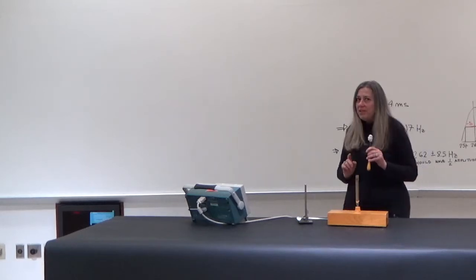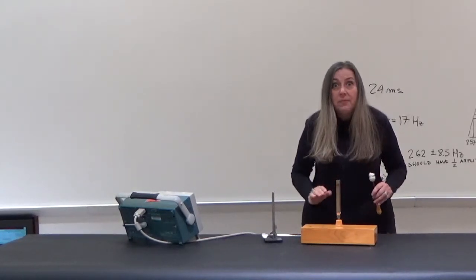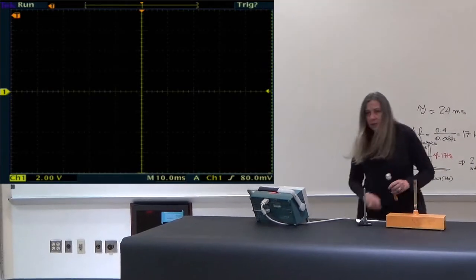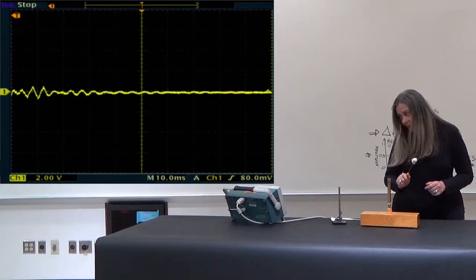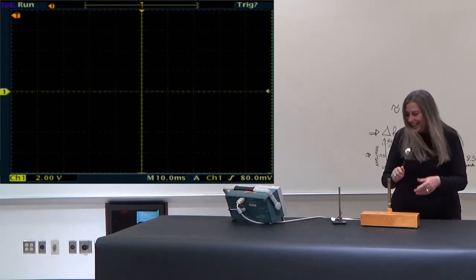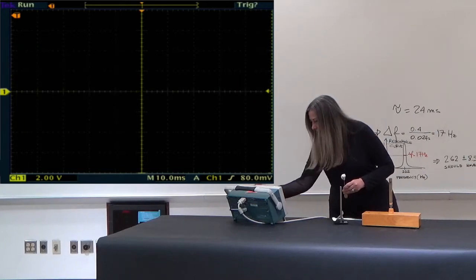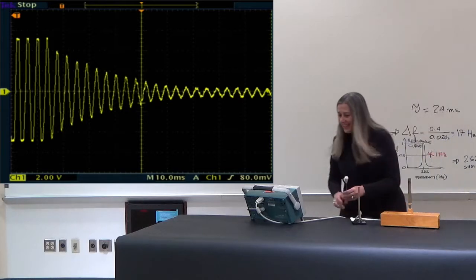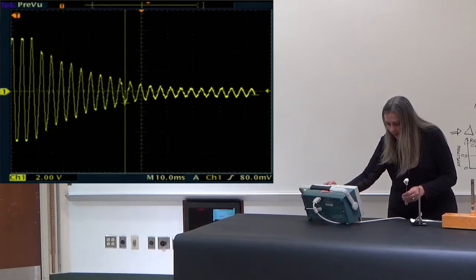But that's not what I want to measure. What I want to measure is the damping time of this resonance curve of this box. Let's see if I can make it happen. I'm going to go to single sweep on the oscilloscope, hit the box with a mallet, and try it again. There we go. Let me try a second time. Perfect! Okay, so I'm going to reposition it so I have some of the clipping at the beginning go away.